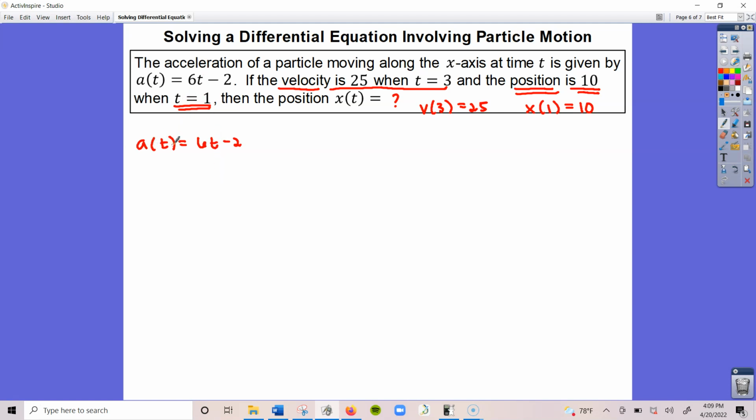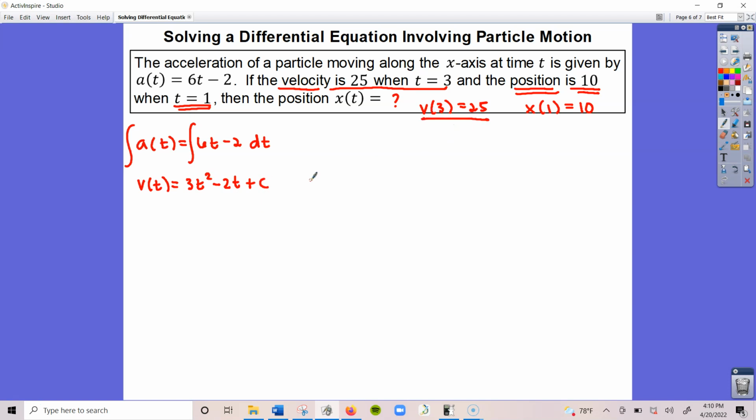So I have a of t is equal to 6t minus 2. I'm going to integrate both sides, and I'm going to close this integral with dt, because remember, in order to integrate, the integral has to be closed with the appropriate d. The integral of a of t is v of t, my velocity. And that's going to equal 6t minus 2, which when we integrate would be 6t squared divided by 2, so 3t squared minus 2t plus c.